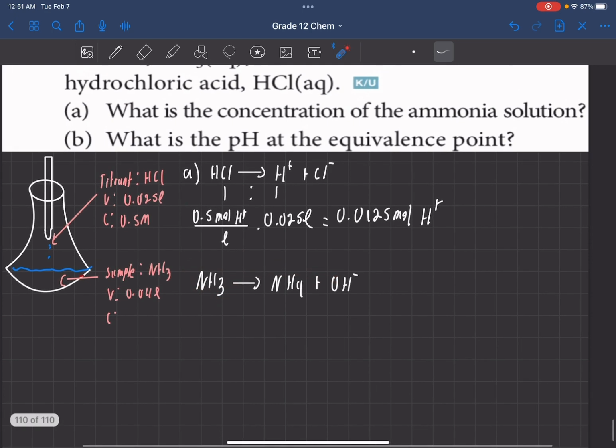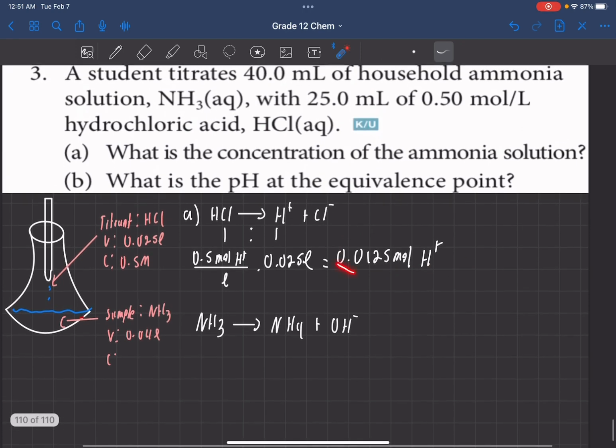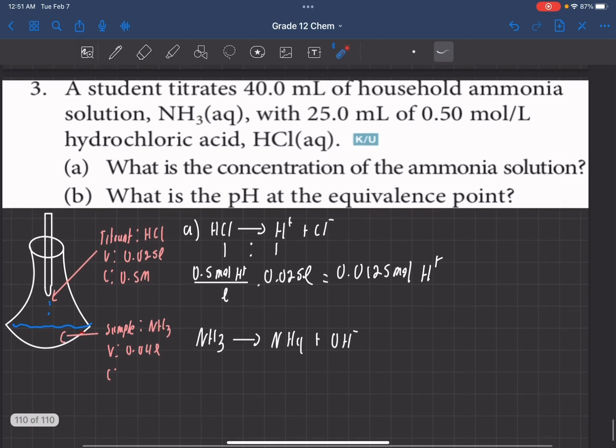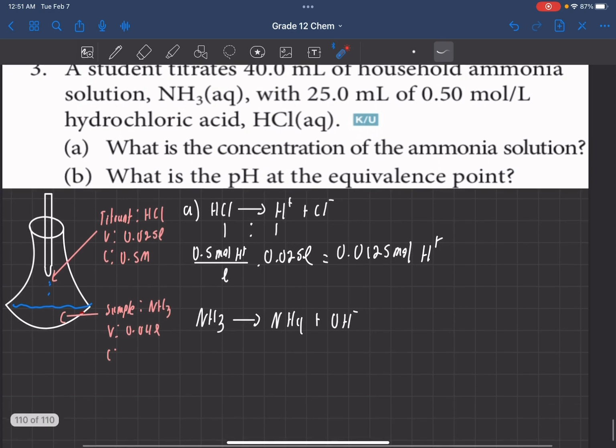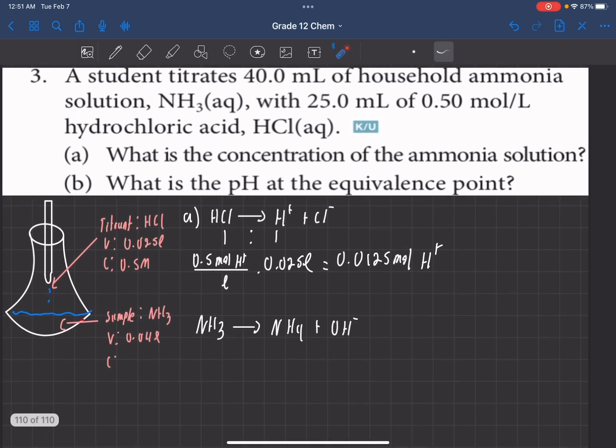And as we add more hydronium, more ammonia will dissociate, making it act like a strong base, at least for the total amount of hydronium that we add. But what do we know about this amount of hydronium that we add to this solution? We know that's the perfect amount to completely dissociate this ammonia. Why? Well, because it says a student titrates a 40 milliliter household ammonia solution. So that means that the solution was completely neutralized. We added the perfect amount of hydrochloric acid to react with this ammonia.